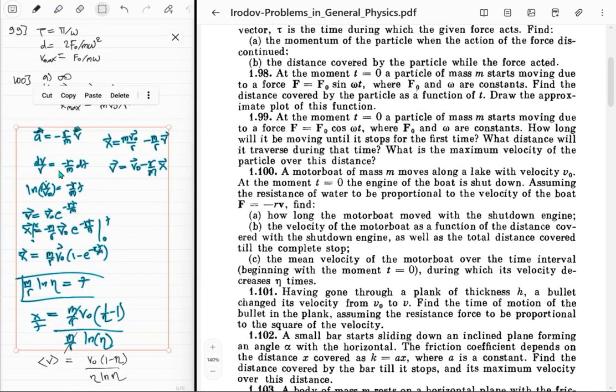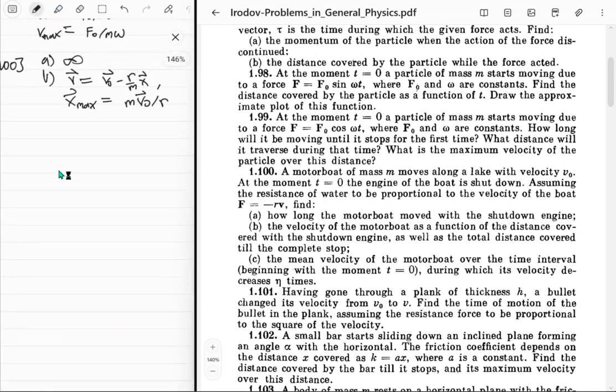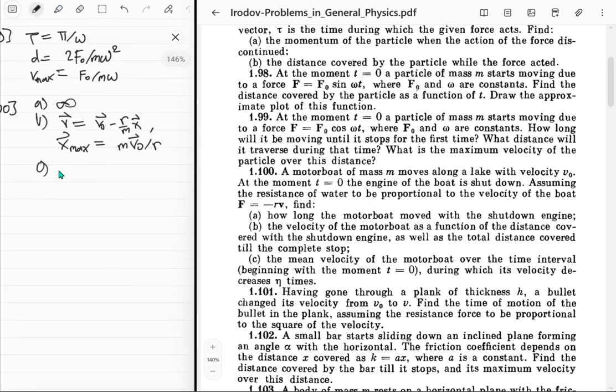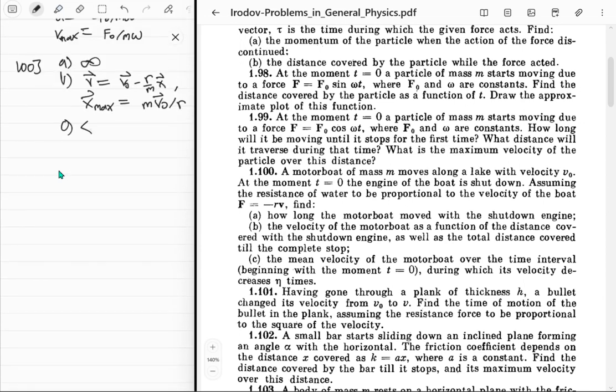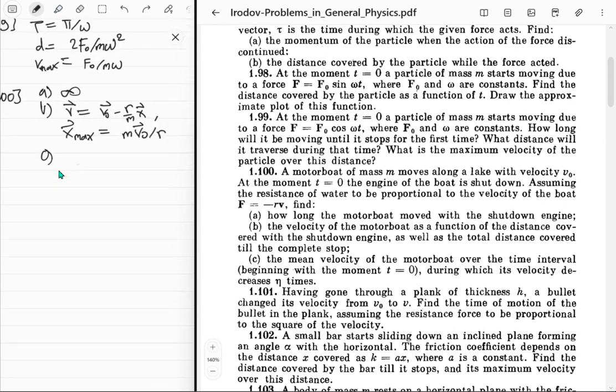Is this correct? Guess so. So C is the average velocity in that amount of time. So I'll not write it like that, I might mistake it for the general expression later on. The thing is, it's just v naught into 1 minus eta upon eta natural log of eta.